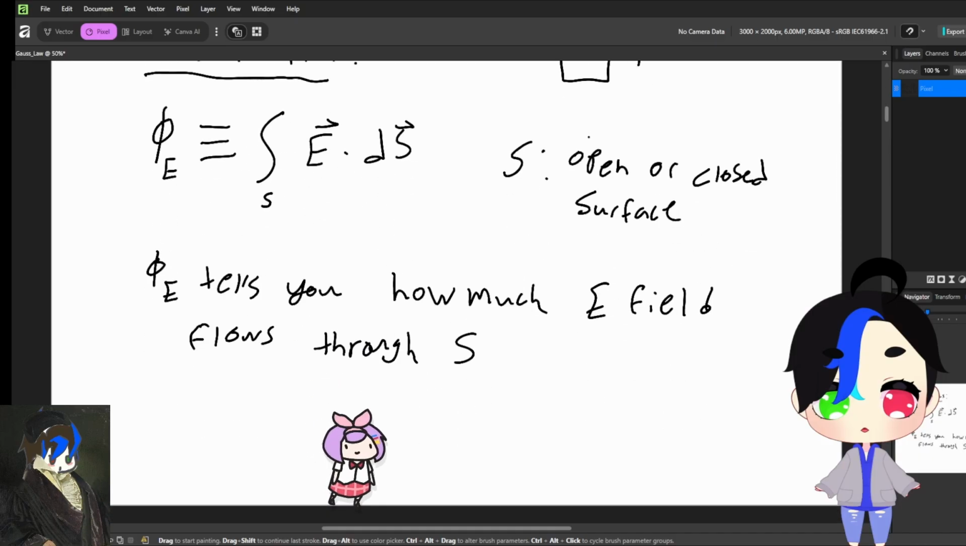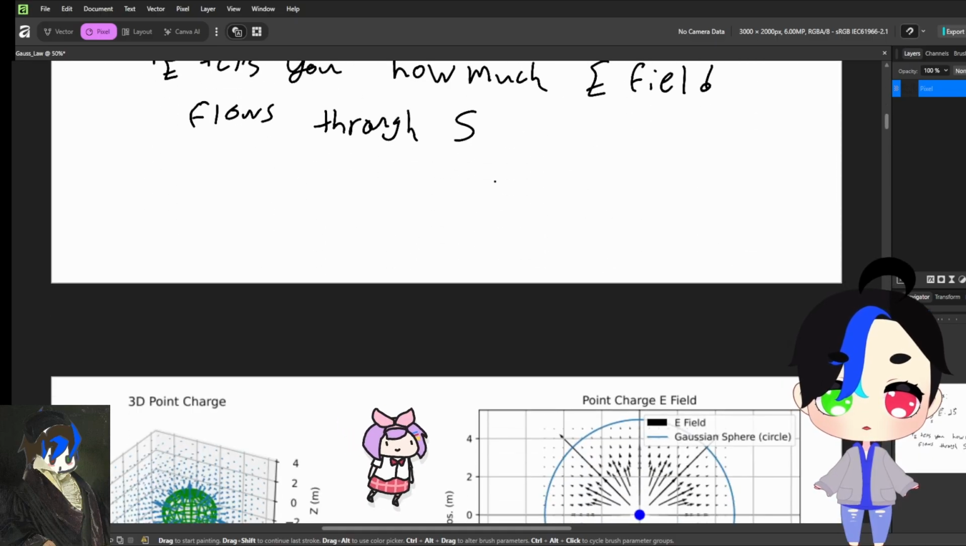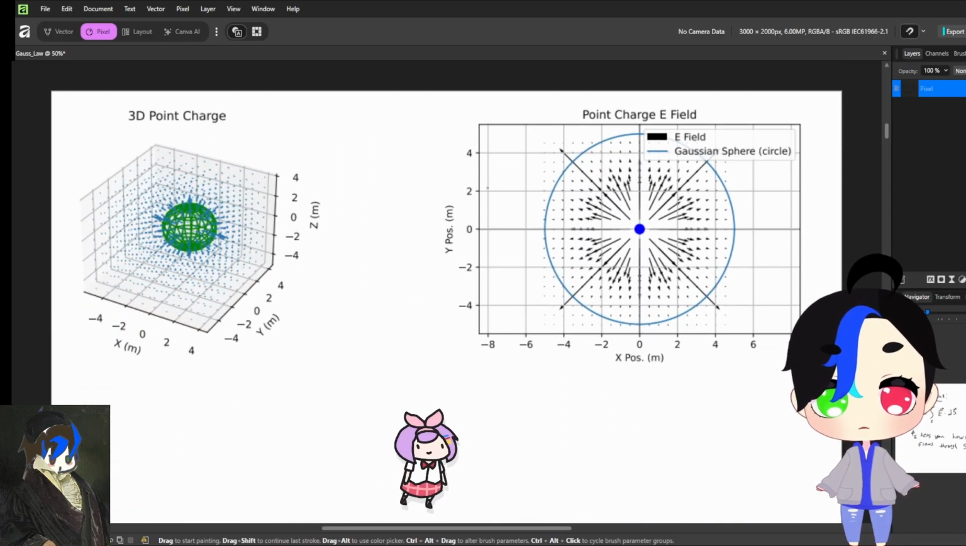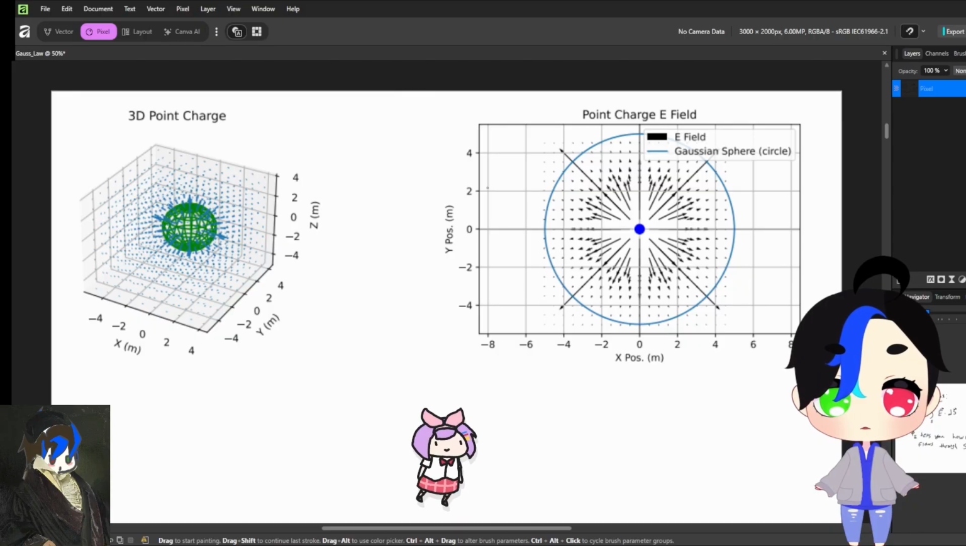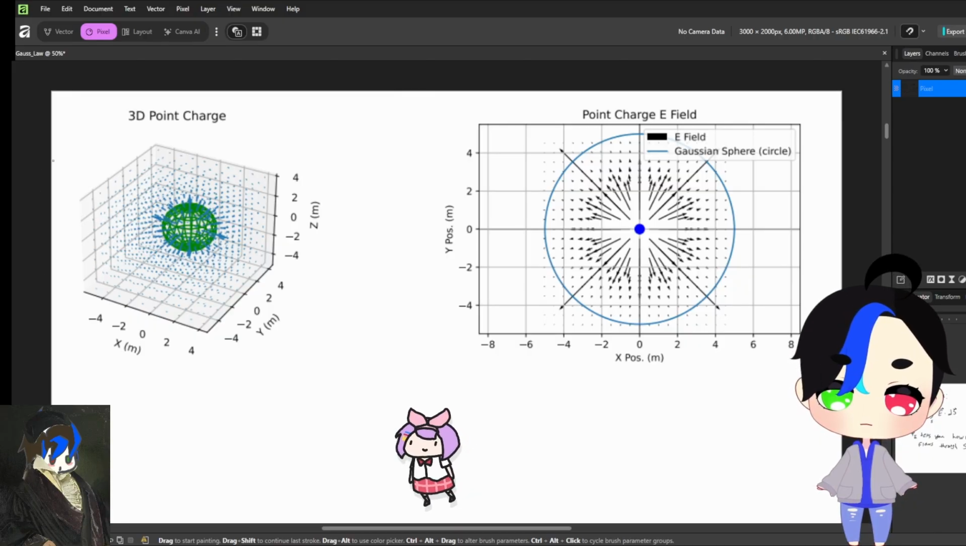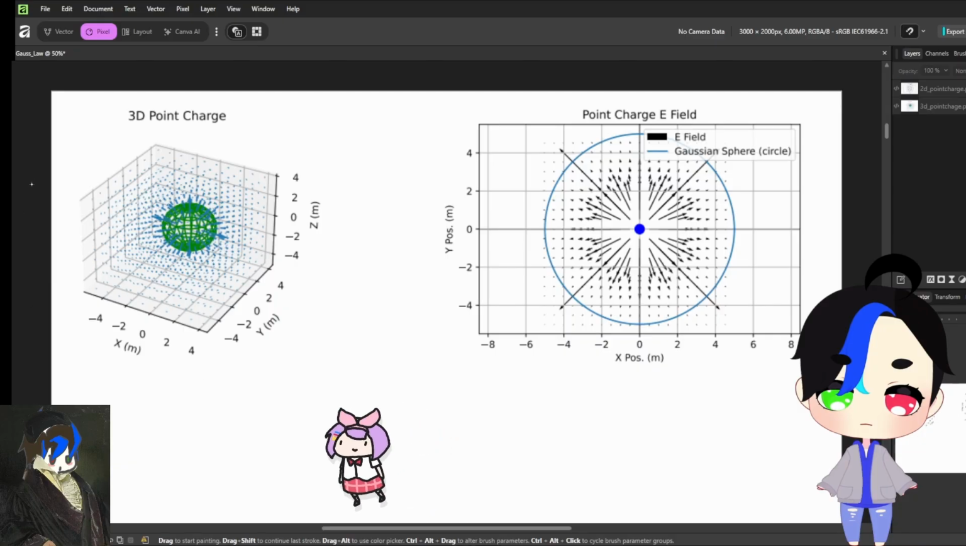I have prepared some graphs this time to help better illustrate this. Let's look at this graph on the left first.